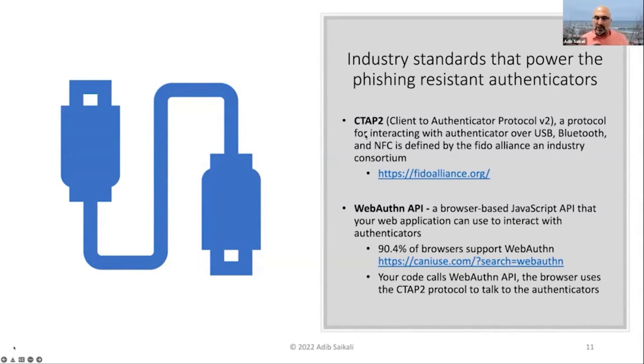Now, you don't write your application code against CTAP2. What you do is you write your application code against the Web Authentication protocol. Now, the Web Authentication protocol is a browser-based JavaScript API. And luckily for us, as of today, 90.4% of browsers support the Web Authentication protocol. So your code calls the JavaScript API. The JavaScript API in turn turns around through the browser and calls the underlying authenticator via the CTAP2 protocol and the OS libraries.